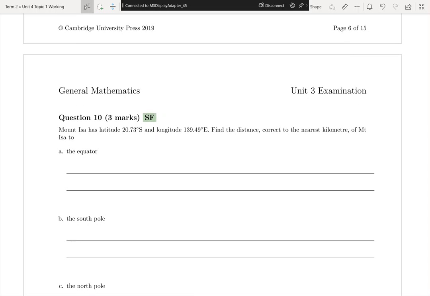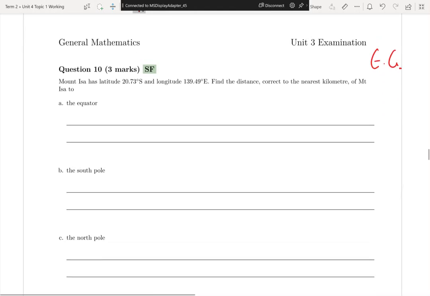Okay, question 10. 3 marks. Mount Isa has a latitude of 20.73 south, longitude of 139.49 east. Find the distance correct to the nearest kilometre of Mount Isa to the equator, the South Pole. What kind of question is this? Earth geometry again.